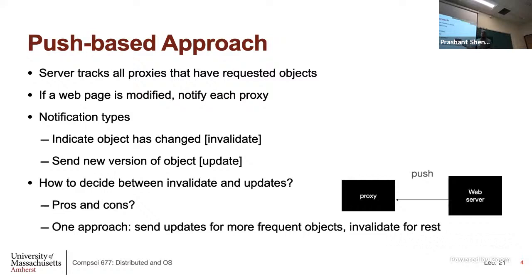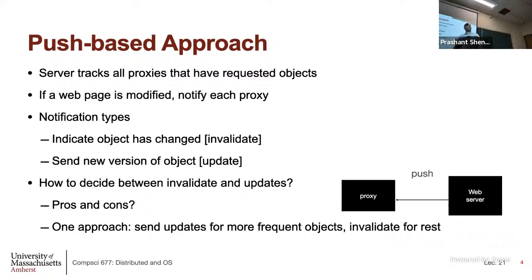Now there's a question of, regardless of whether you send updates or invalidates, what is the right thing to do for a given type of content? So when should you send an update? When should you send an invalidate? What are some pros and cons? Let's think about when it makes sense to send one or the other. This has to do with the update frequency of the content, as well as the read frequency. How popular is this page? How many users are trying to access this web page versus how frequently is it changing?